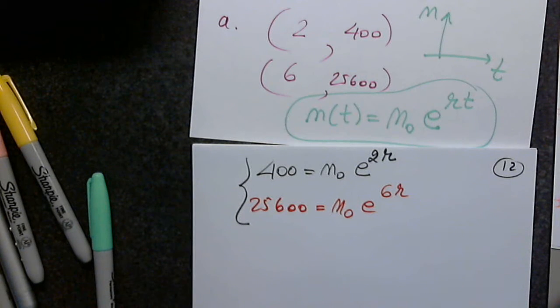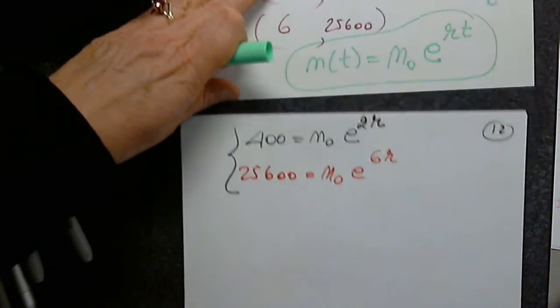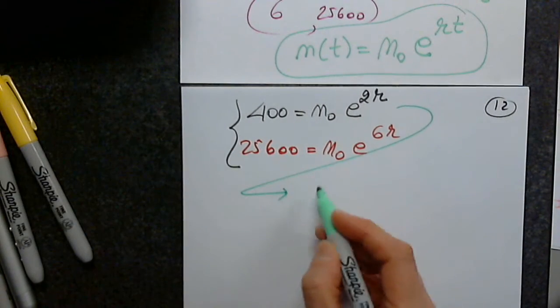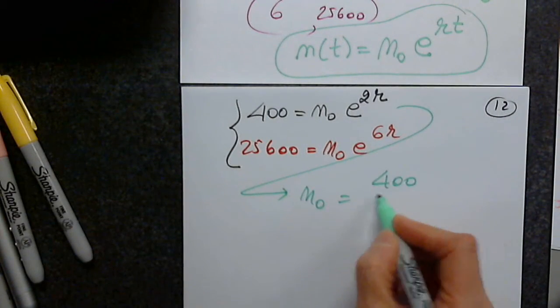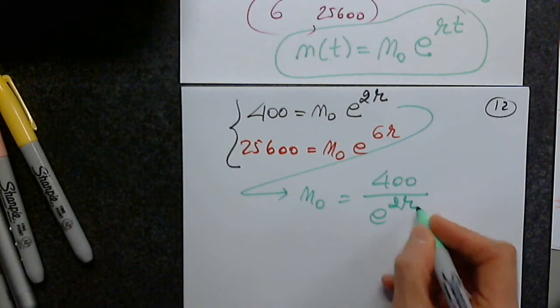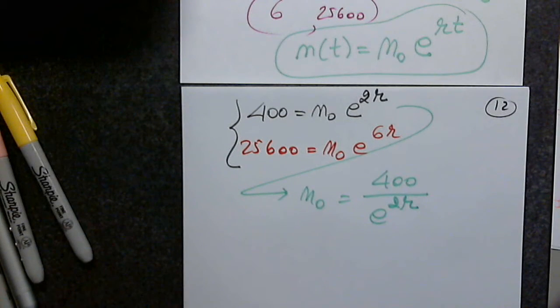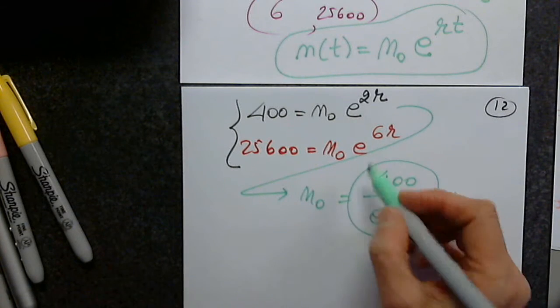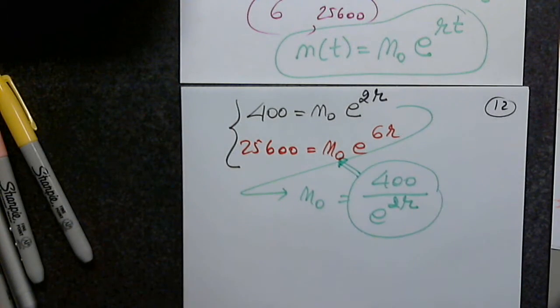That is basically the same thing as dividing the two equations, but it doesn't matter. So, solve for N0, divide both sides by this, and plug it in here, which is exactly the same thing as dividing, but let's do just that. So from here, N0 equals 400 over e to 2r. And now I'm going to replace N0 in the second equation by 400 over e to 2r.